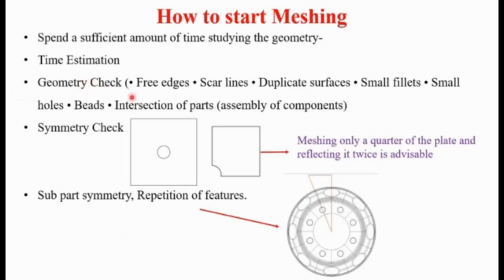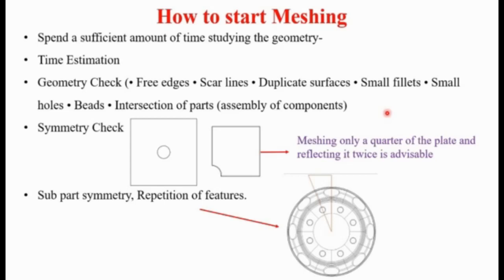Then we have to check the geometry for some of these points, like whether free edges are present, scar lines are present or not, duplicate surfaces, small fillets or small holes present in the objects. Okay, beads or intersection of the parts or assembly components are present in the geometry. So therefore we have to check this geometry, or we have to check this number of parts in the component.